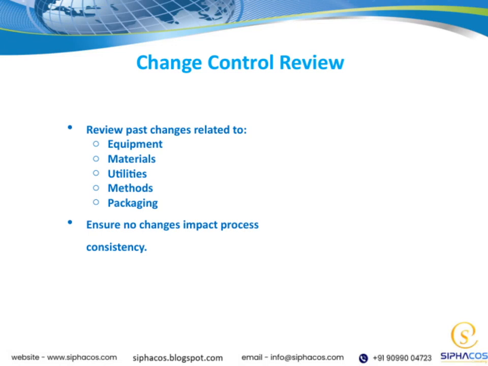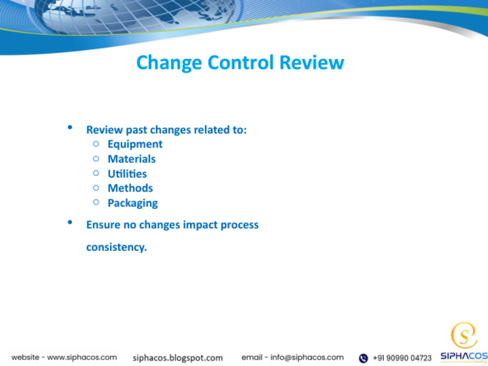Let's take a moment to review the past changes we've made, focusing on key areas such as equipment, materials, utilities, methods, and packaging. It's essential to understand what modifications have occurred to ensure that we maintain process consistency. By doing this, we can identify if any changes might impact the overall quality or efficiency of our process. This is where the change control review comes into play.